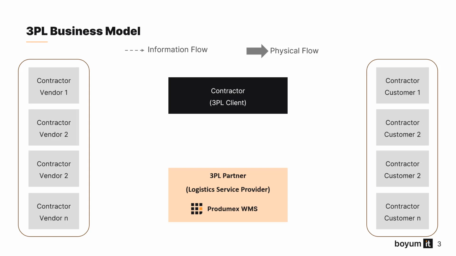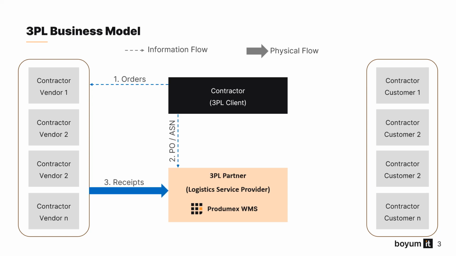In terms of business model, here is a description of the relation between 3PL and a contractor customer. On the procurement side, the contractor will create purchase orders to its own vendors. The contractor will then send in advance information to its 3PL partner to let him know what is going to be delivered to the warehouse. This information is usually based on purchase order or advance shipping notice from the vendor.